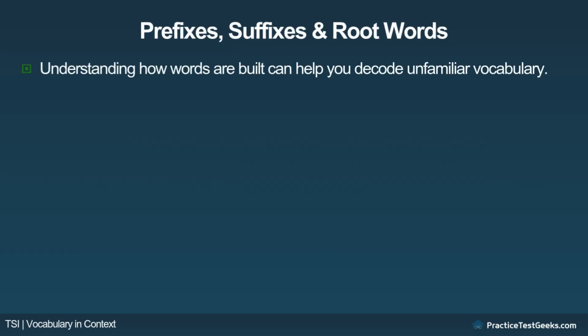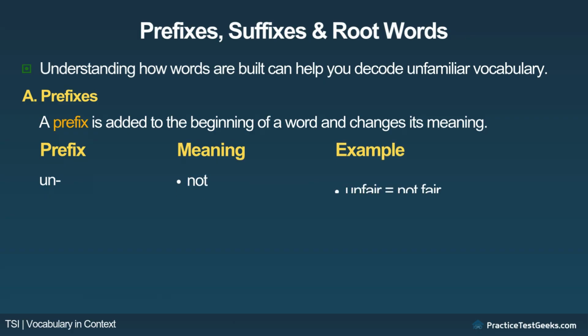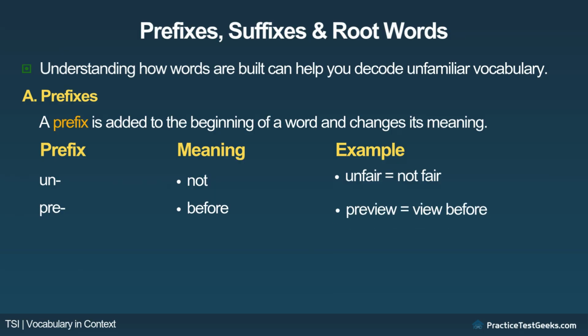Understanding how words are built can help you decode unfamiliar vocabulary. Let's start with prefixes. A prefix is added to the beginning of a word and changes its meaning. Here are some common prefixes you should know. Un, meaning not. Example: unfair, not fair. Pre, meaning before. Example: preview, view before. Dis, meaning opposite of. Example: disagree, not agree.